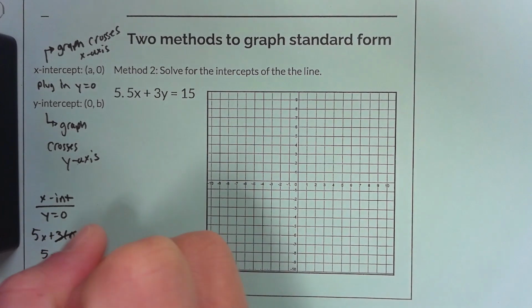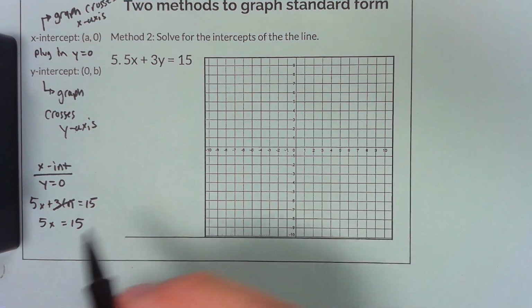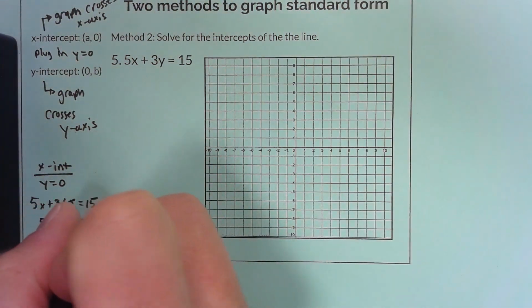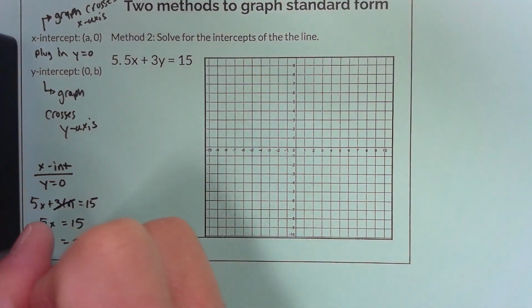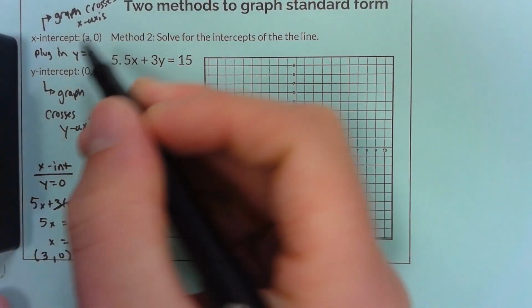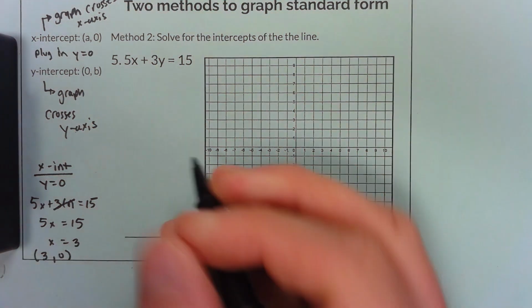So now, for me to find the x-intercept, I just need to get x by itself by dividing by 5. And I get that x equals 3. So my x-intercept is (3, 0). A in this case would be 3.